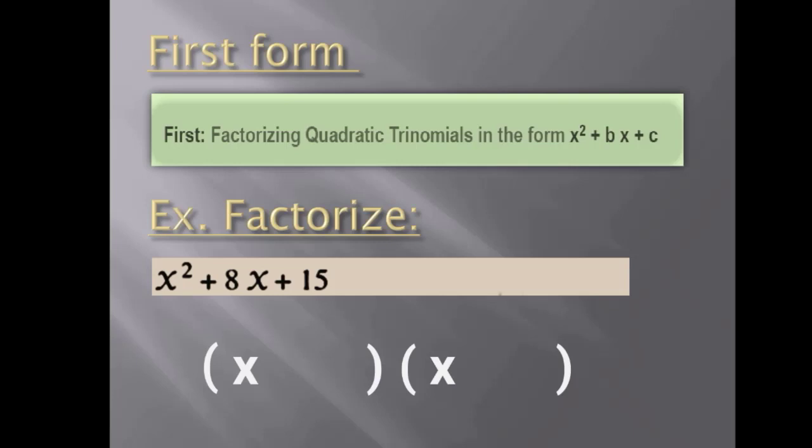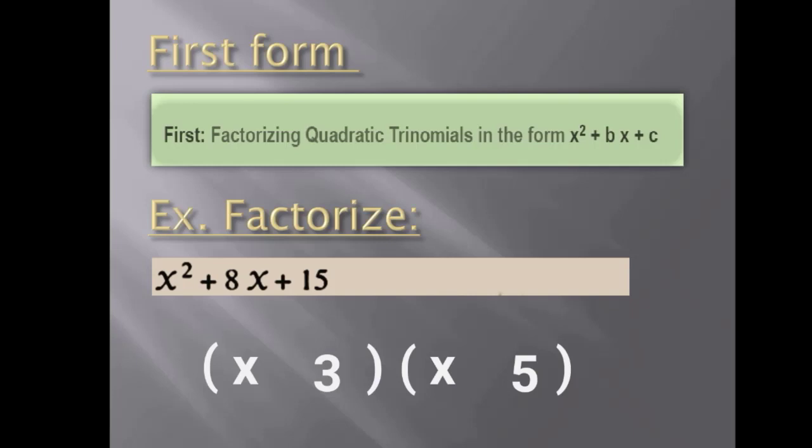Here in this example, we're looking for 2 numbers whose product equals 15 and whose sum equals 8. The 2 numbers are 3 and 5, because 3 times 5 equals 15, and the sum of 3 and 5 equals 8, like the middle term. Finally, we put the signs of the 2 numbers.